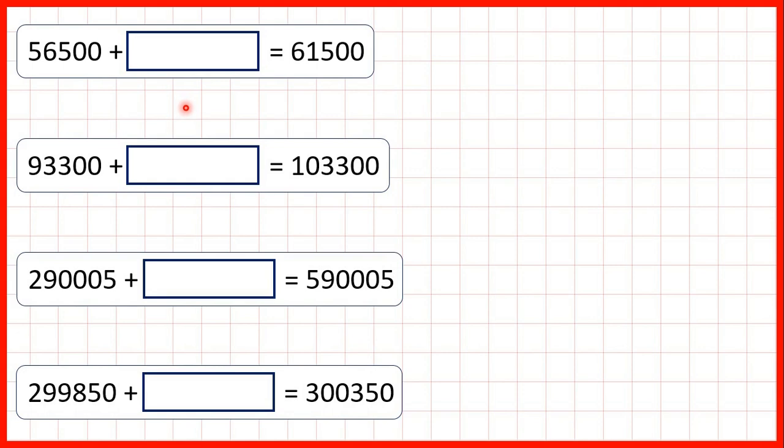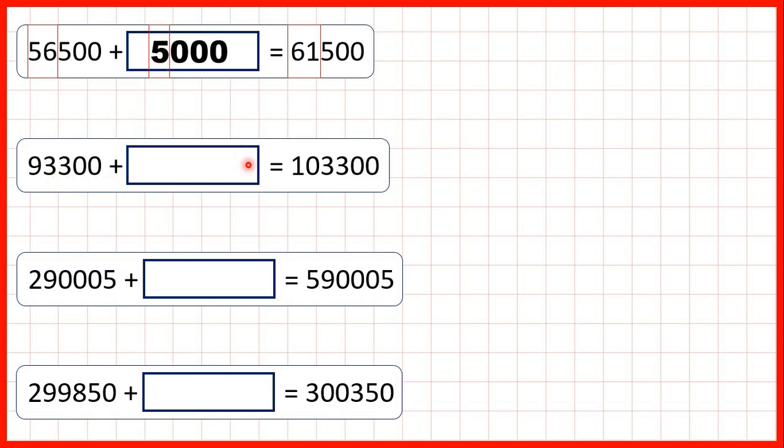Now, we have some missing number problems for adding multiples of 100, 1,000, 10,000 or 100,000. So first, 56,500 plus what equals 61,500? Well, if we highlight the digits that have changed, this 56 has changed into 61, and 56 plus 5 is 61, so our missing number must be 5,000, because 56 plus 5 is 61, but then our hundreds, tens and ones digits have stayed the same, so we need 3 zeros after the 5 to show that 5,000 has been added.